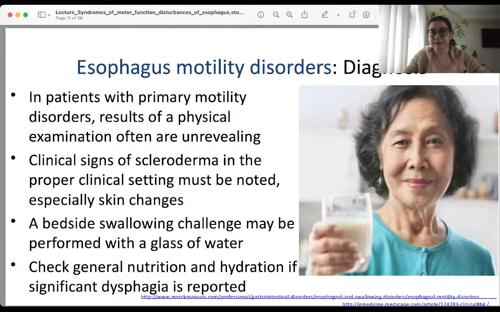Diagnosis of esophageal motility disorders. In patients with primary motility disorder, results of physical examination are often unrevealing. Clinical signs of scleroderma in the proper clinical settings must be noted, especially skin changes. A bedside swallowing challenge may be performed with a glass of water. Check general nutrition and hydration if significant dysphagia is reported.